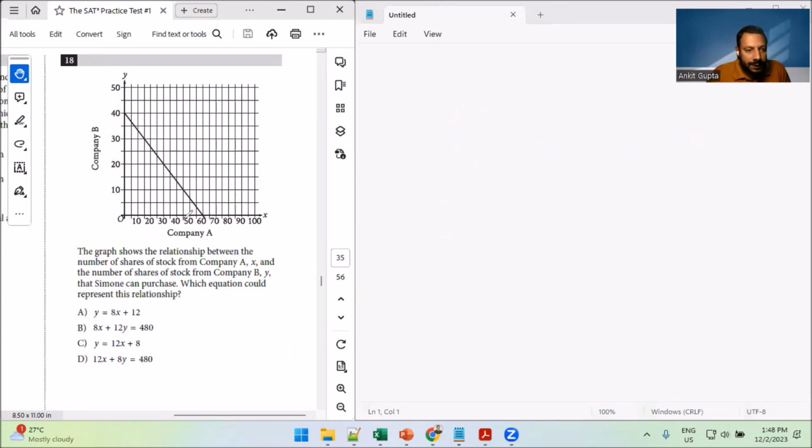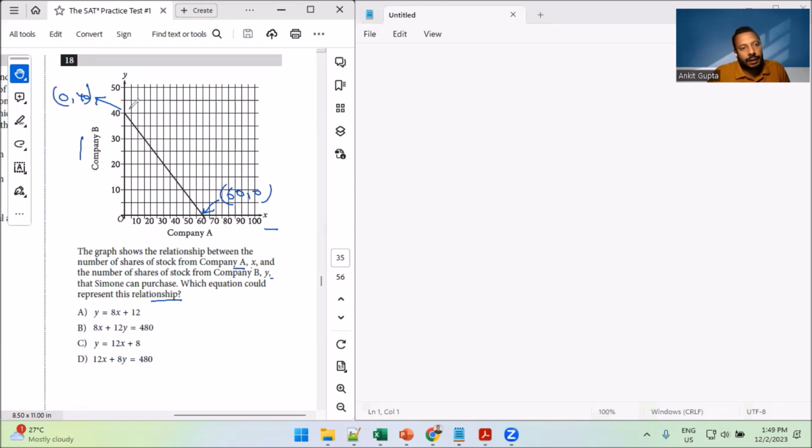There's a graph given to us. The graph shows the relationship between the number of shares of stock from company A, which is on the x-axis, and the number of shares of stock from company B, which is on the y-axis, that Simon can purchase. What equation could represent this relationship? If you look at this graph, it is touching the x-axis at the point (60, 0), and touching the y-axis at the point (0, 40).